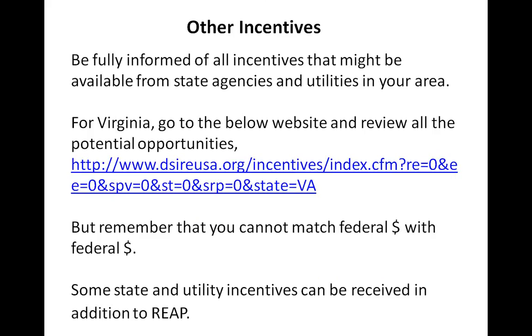And be fully aware, outside of REAP, don't be putting all your eggs in one basket, of course. Be aware of other incentives that may be out there in your state. Go to this website, see the link there in the middle of the screen, and find out what some of the utilities in your area or some other state agencies may be offering also. But just remember, you cannot match federal funds with federal funds.